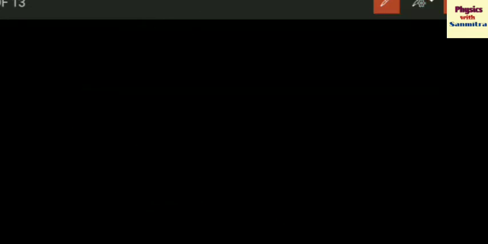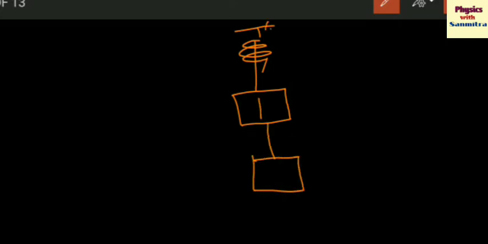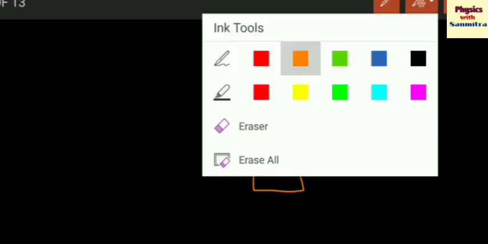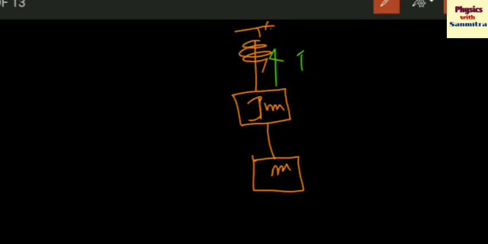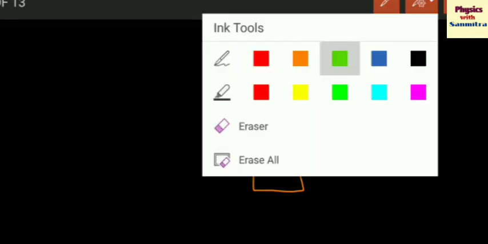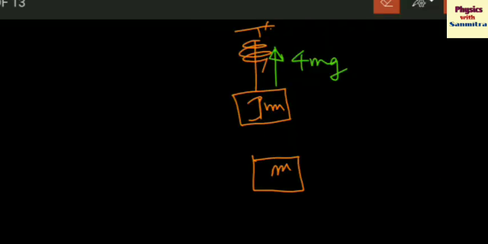Now just see, this is 3m, this is m. This force I have already shown, that is 4 mg, because it is balancing the weight of 3m and m. Now I am cutting this string. Now what will happen? Now this is simply under the influence of gravity, that is g. The second block's acceleration will be g.